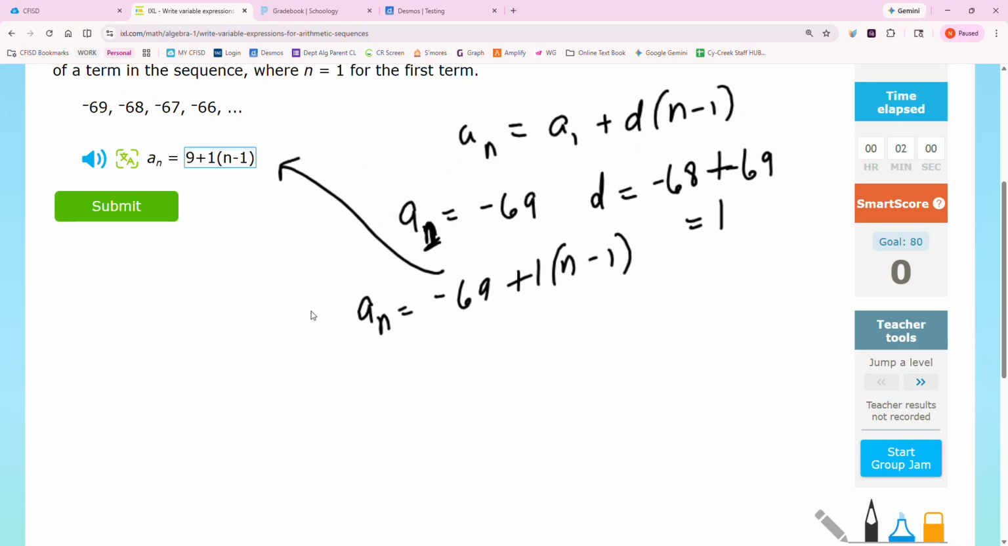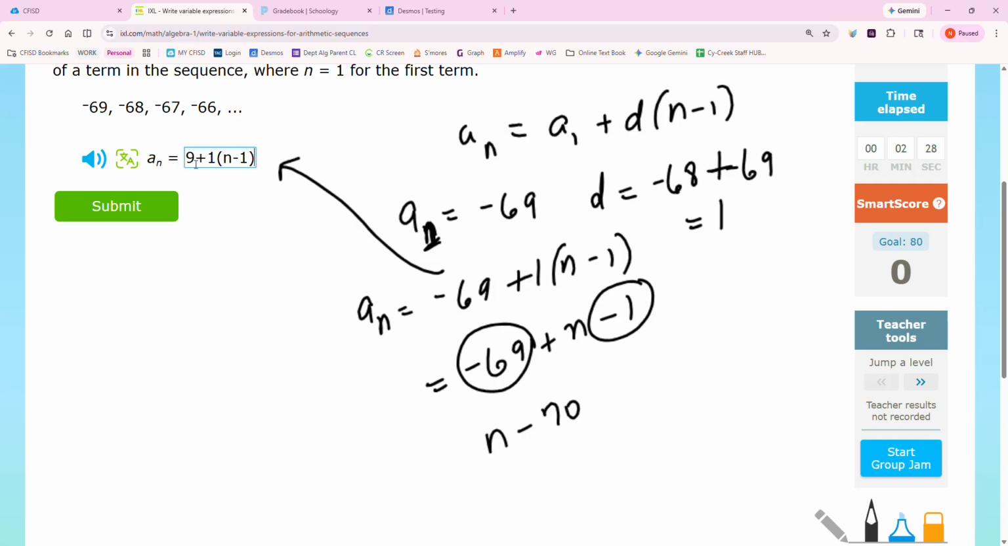Now you can simplify this further. Think about this. If I'm distributing, if this coefficient was not 1, so let's say our common difference was 2, we would have to distribute the 2. But because this is 1, I can just remove the parentheses. So this would be negative 69 plus n minus 1. Now you have like terms here and here. So that would give you n minus 70. So you can write negative 69 plus 1 times n minus 1, or we can simplify further and do n minus 70.